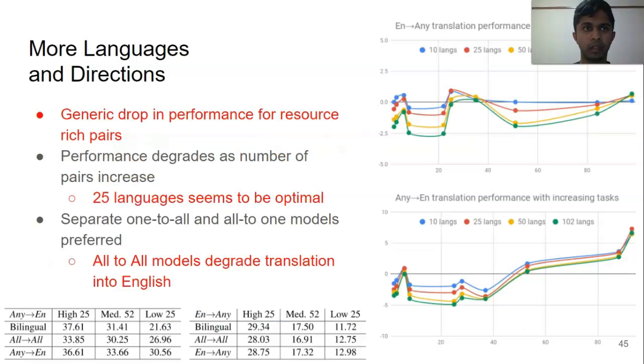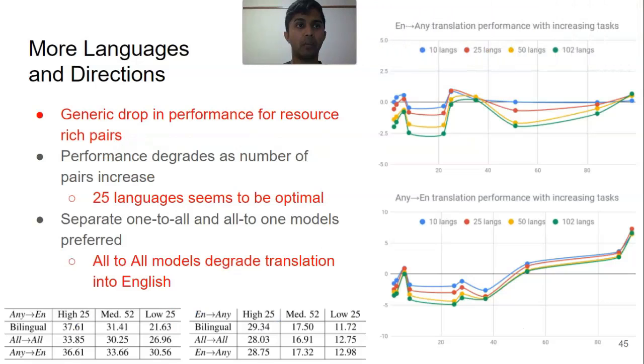So the experiment on having more languages and more directions had a very interesting outcome. On the right hand side, there are plots of English to any and any to English translation for high resource languages on the left side to low resource languages on the right side. It can be seen that regardless of English to any or any to English translation, no matter how many languages you have in a particular model, high resource translation more or less suffers, and low resource translation more or less shows a positive improvement in translation quality. Especially any to English low resource translation is extremely high when you have more and more languages in the system.